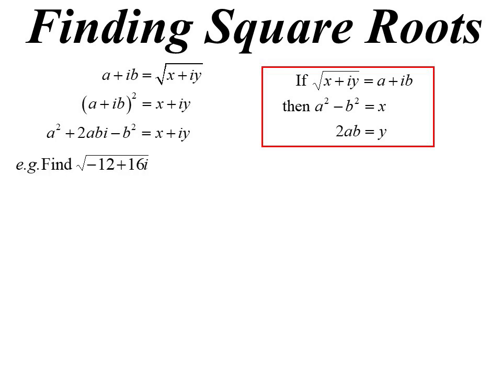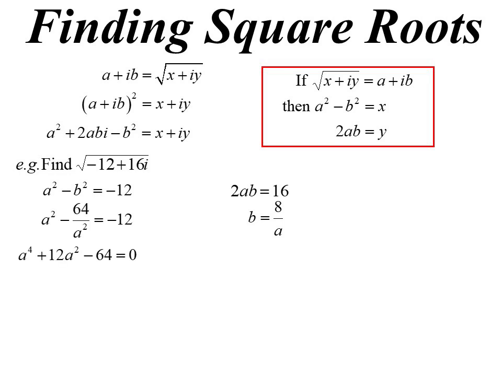If I wanted to find the square root of minus 12 plus 16i, I can say, well, okay, a squared minus b squared would be negative 12, 2ab will be 16. I'll rearrange that to make b the subject, so it's 8 on a. Substitute into the other one, and I've got a quartic, but it's actually a quadratic because it's in that form where the powers are going down by an even amount. So it multiplies together to give negative 64, adds together to give 12, I get negative 4 and 16. So either a squared equals 4 or a squared equals negative 16.